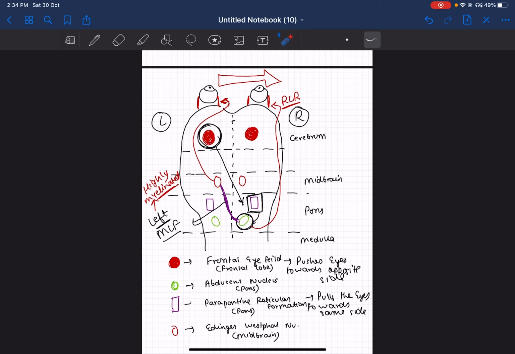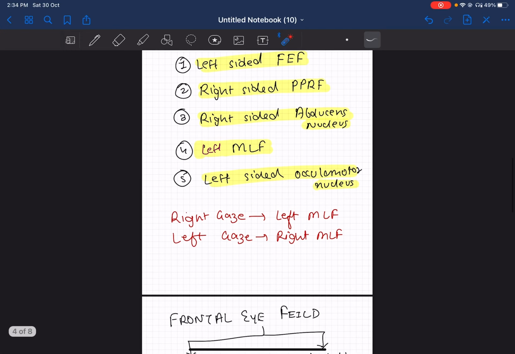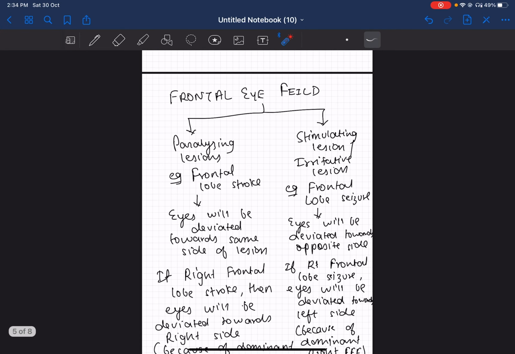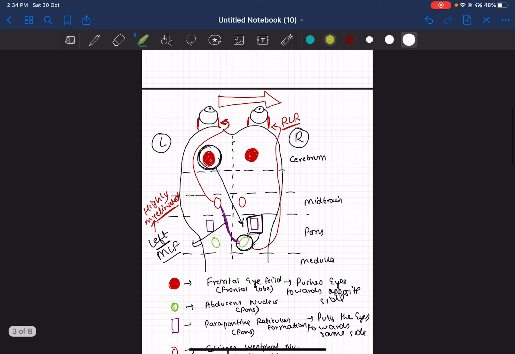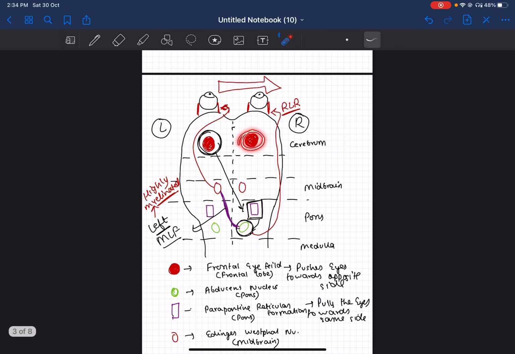So, what kind of lesions can affect these areas? Let us see that. Now, frontal eye field, there are two kinds of lesions. One is paralyzing lesion and one is stimulative or irritative lesions. Okay, paralyzing lesion, the example is stroke. Suppose there is a stroke affecting the anterior cerebral artery. It will affect the frontal lobe, okay, and it will affect the frontal eye field. So the eyes will be deviated towards the same side of the lesion. So if this area is paralyzed, then the eyes will be deviated towards the right side, or towards the same side of the lesion.